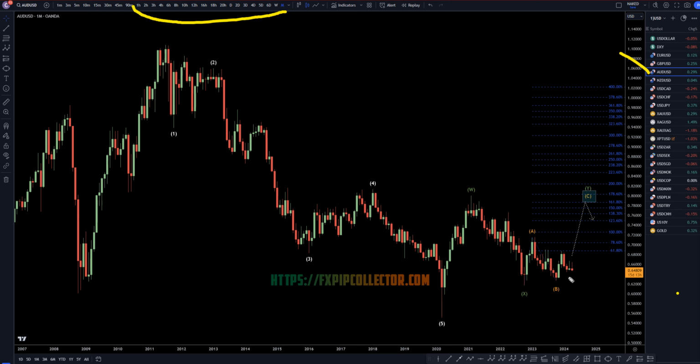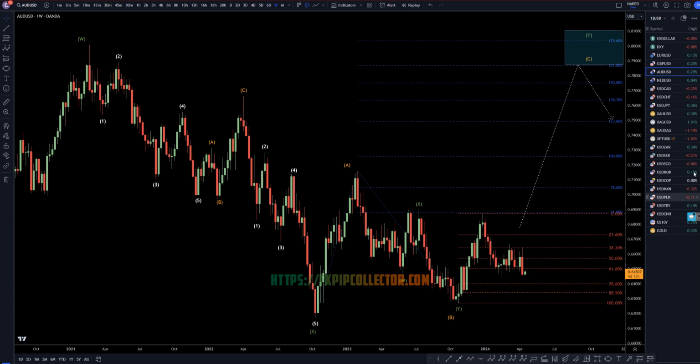So on the monthly Aussie dollar, I still think this current move down that we're getting is going to make a higher low, and I still think this is going to go up to complete the WXY pattern. 3 waves up for W, 3 waves down for X, 3 waves up for wave Y. So taking it down to the weekly time frame.